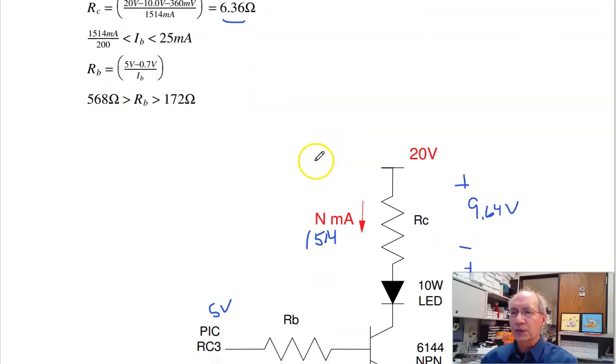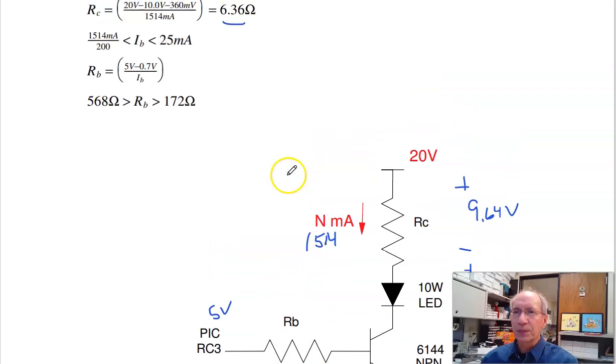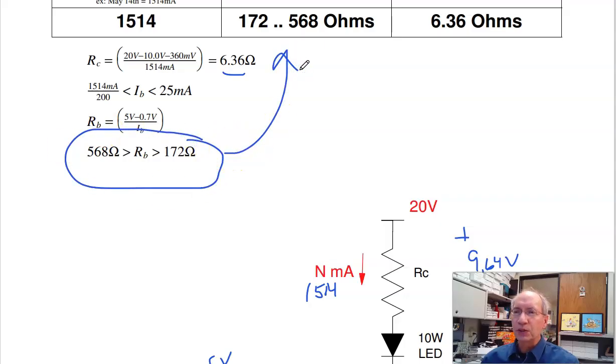In terms of RB, the biggest this can be is 25 milliamps. That's all the PIC can output. The smallest it can be is IC over beta. So if I do IC over beta, that's the smallest it can be. That winds up being 568 ohms. The biggest can be 172 ohms. So anything in this range is fine. I would just use something like 330 ohms.